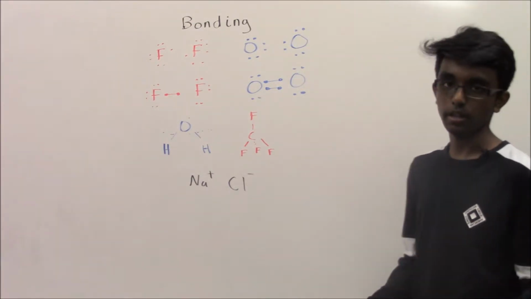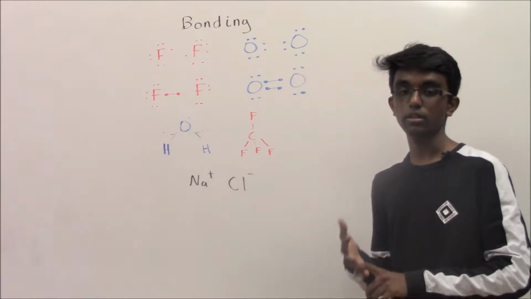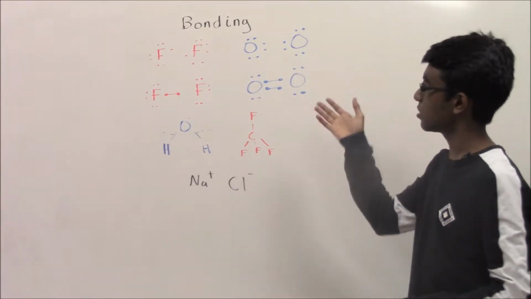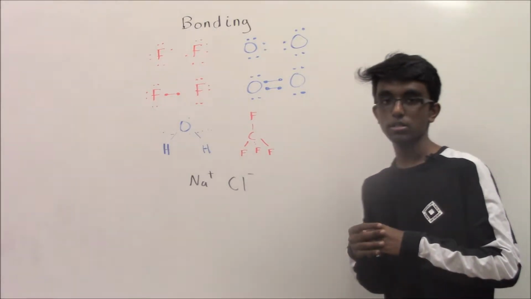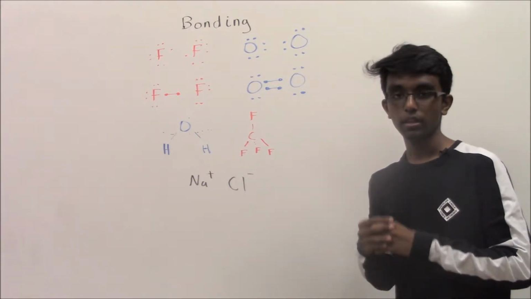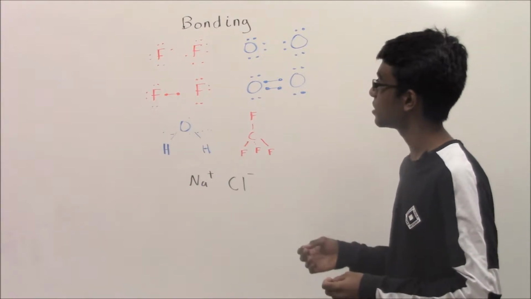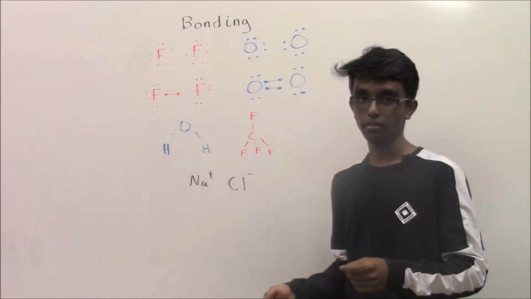So there's two types of bonding. There's covalent bonds and there's ionic bonds. Let's first talk about what a covalent bond is. Now, when we're talking about bonding, we focus on the valence electrons within an atom. The valence electrons are the electrons which are in the outer shell of an atom.